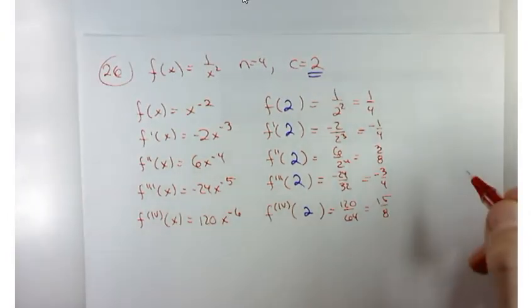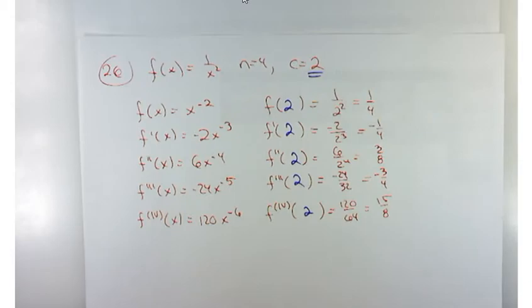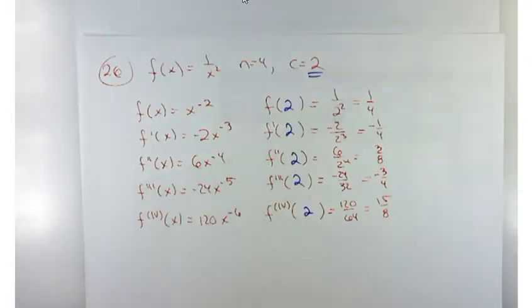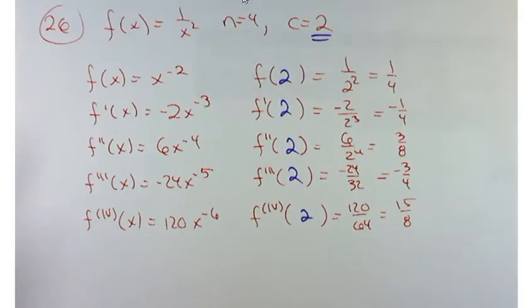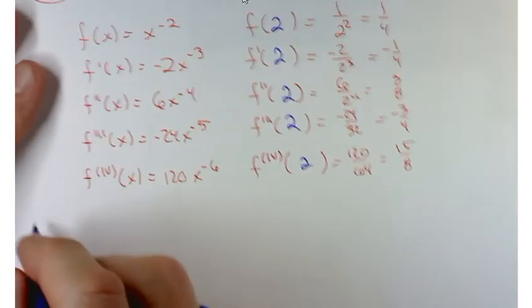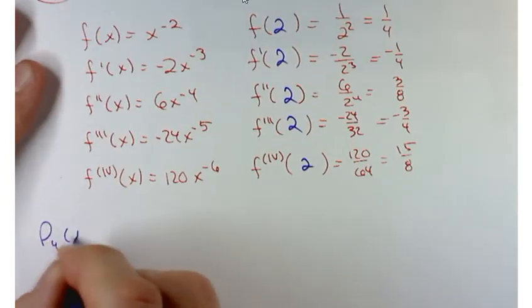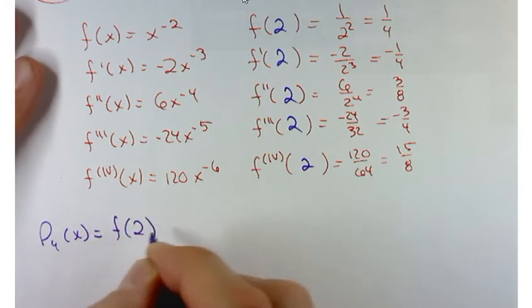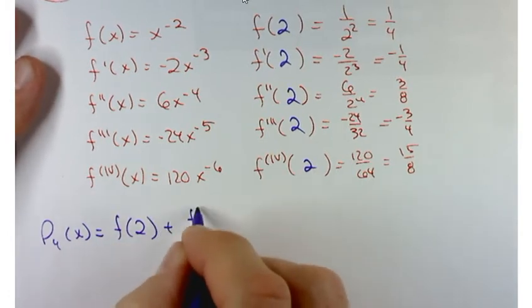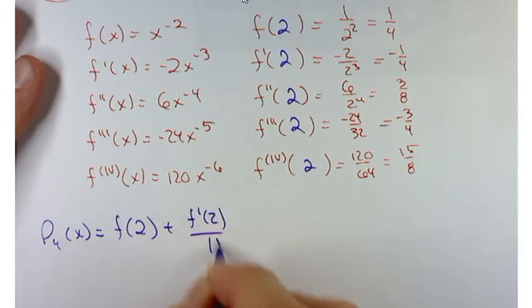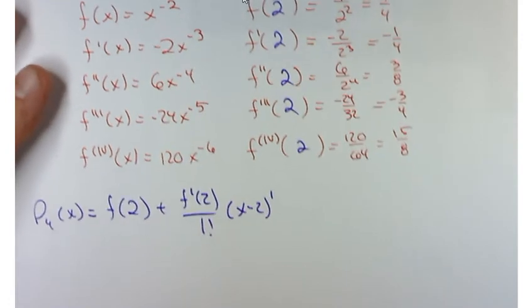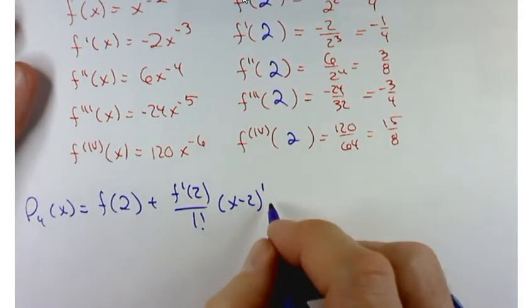All right, let's see about filling this in. Do I need to give you the general form here? You know what, maybe I should, because we got a different center this time. So it's going to look like this. P sub 4 of x is going to be f of 2 plus f prime of 2 divided by 1 factorial times x minus 2 to the first power. And then these terms continue.